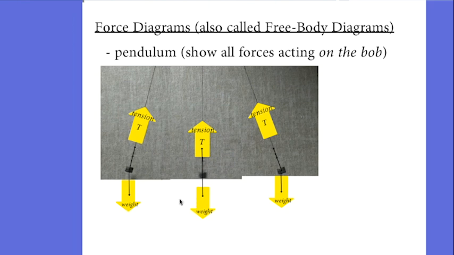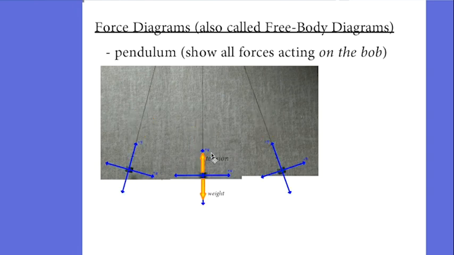For our last example, we'll look at a swinging pendulum. Here we see there are two forces acting on the pendulum bob. There is the force of gravity, the weight, which always points vertically downward, and the tension in the string, which always points in the direction of the string. If we set our coordinate system so that the positive y-axis is always along the string, we see that at the lowest point of the swing, neither of these forces has an x component. So the sum of the forces in the x direction is 0.